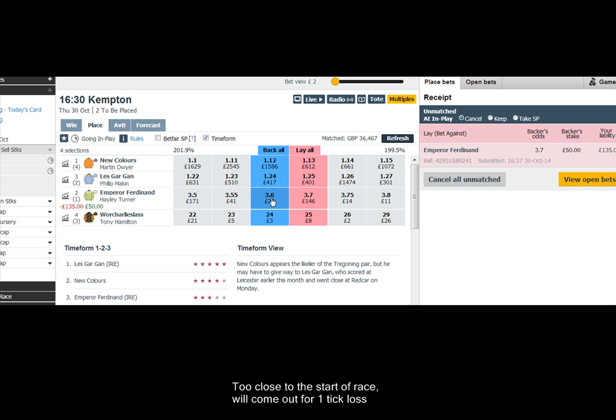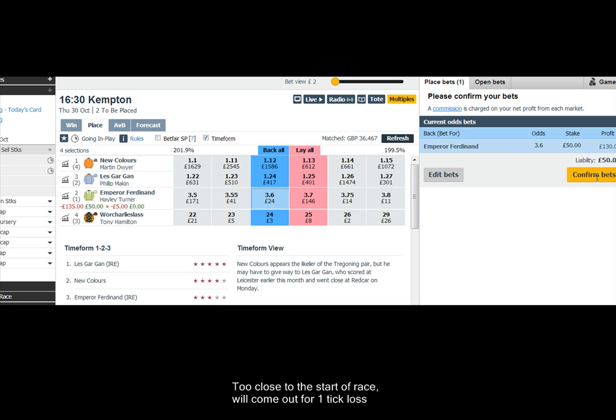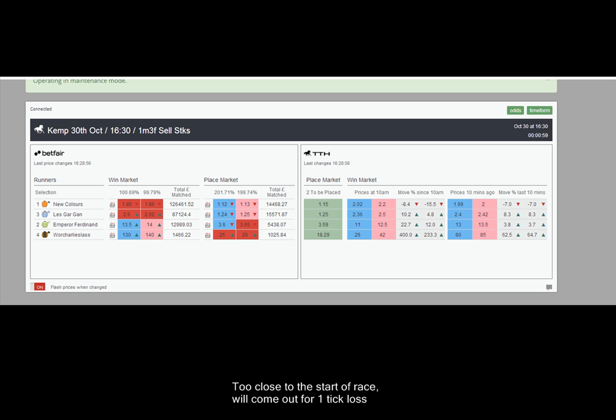I just moved it on a little bit, just too close to the start of the race, so I'm gonna trade out for tick loss. Don't want to let this go in play. Letting it go in play is a disaster waiting to happen. Don't want to lose money. Want to make money. That's the idea. That's what we're all here for.